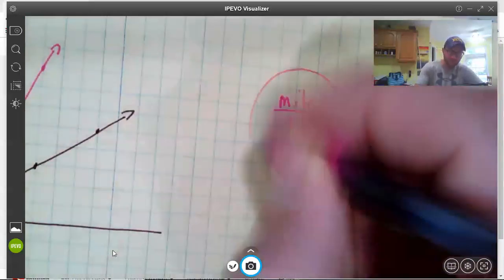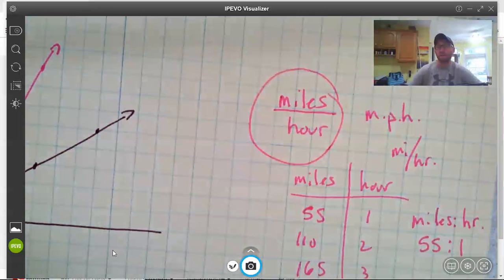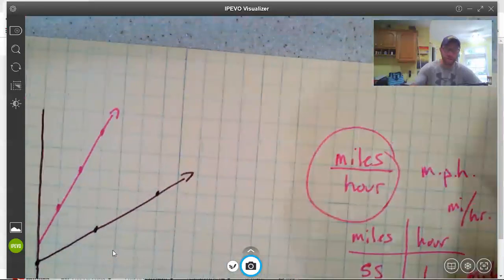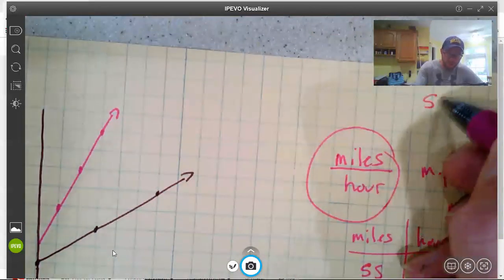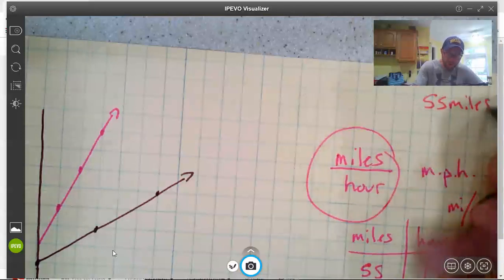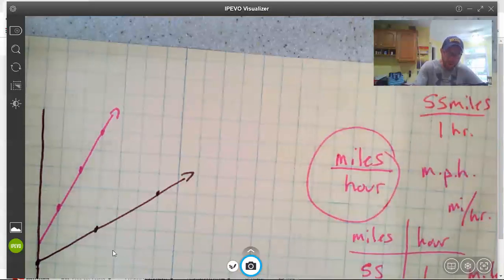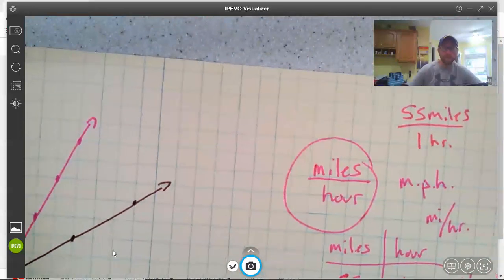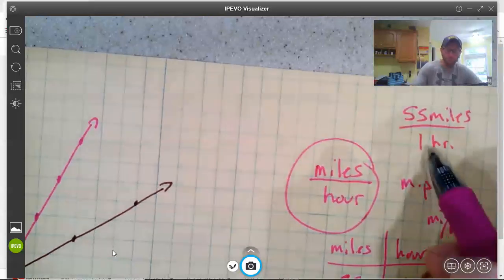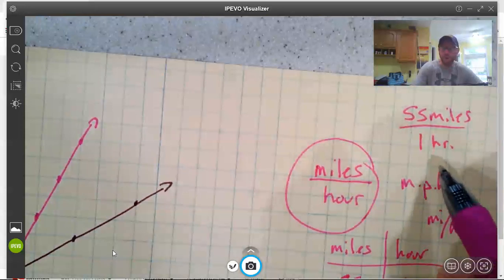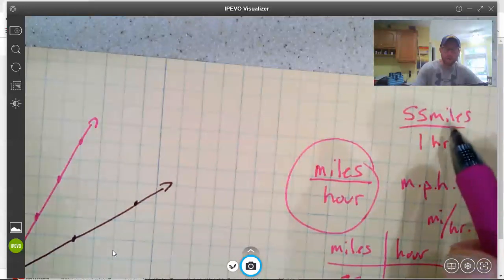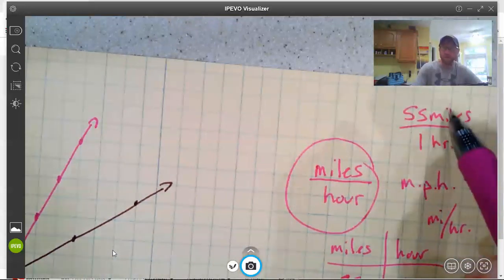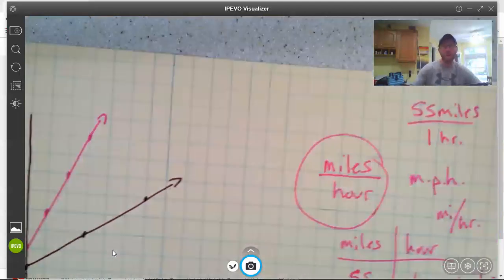Well, let's focus on this one right here, writing it as a fraction. So we would write that as 55 miles to 1 hour. And that means that for every 1 hour of travel, so it's a unit rate, you travel 55 miles. Or for every 55 miles you travel, you've been on the road for 1 hour.